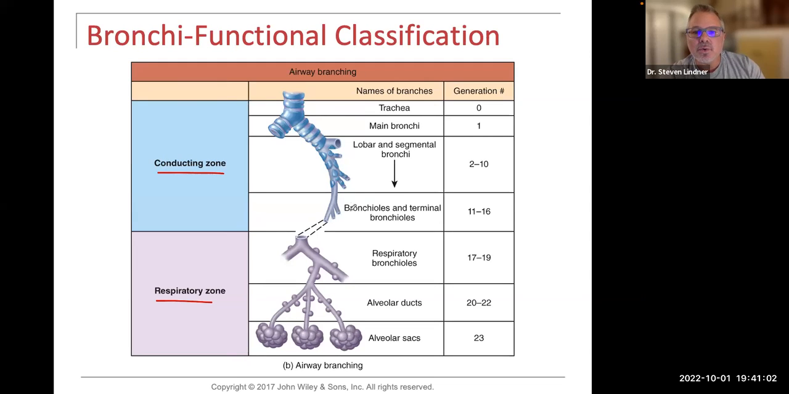Then there's bronchioles, which end at the terminal bronchioles. And at the terminal bronchioles, that's really where the conducting zone ends. Now we're into the respiratory zone, which starts with the respiratory bronchioles. Then we have our alveolar ducts, and then the alveolar sacs. Okay, so this is the part where we want the oxygen and the CO2 exchange to take place. We need the respiratory zone for that.